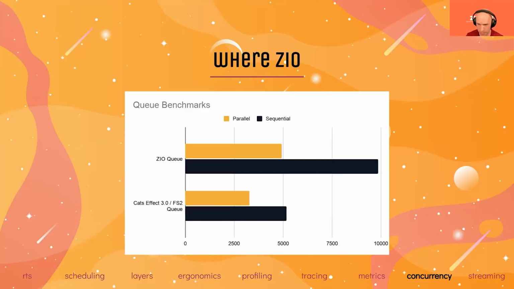How fast? Well, you can see how fast if you compare it with the highly optimized FS2 queue or the highly optimized Cats Effect 3 queue. It's substantially faster than either of those. Out of the box, with zero tweaking, it's just that much faster.